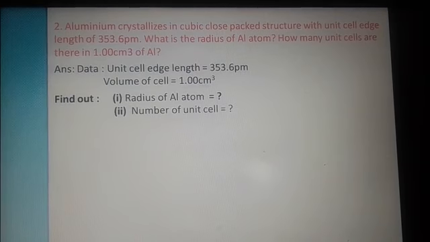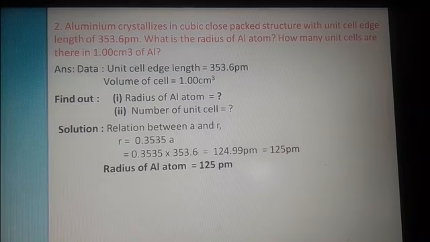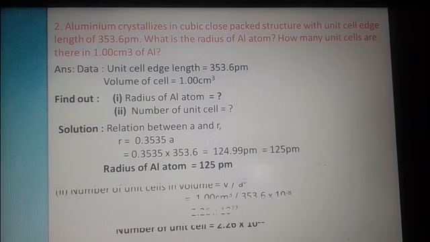What we want to find? Radius of aluminium atom and number of unit cell. Now here we are using the simple relationship formula that we will see on the first slide or in the table. R is equal to 0.3535 A. We will just calculate and determine the answer, that is 125 picometer.